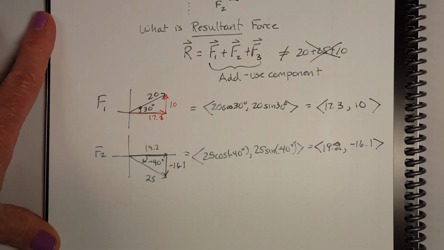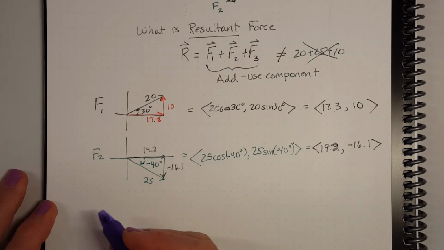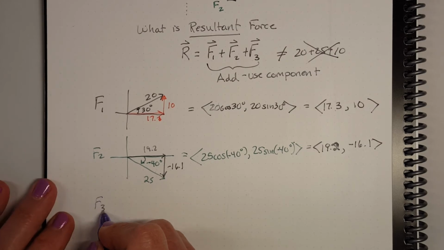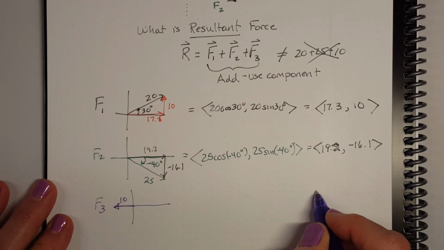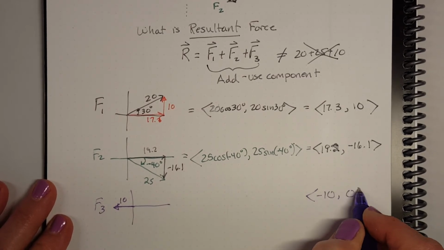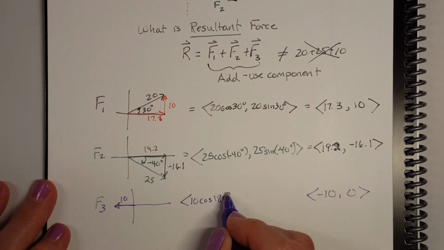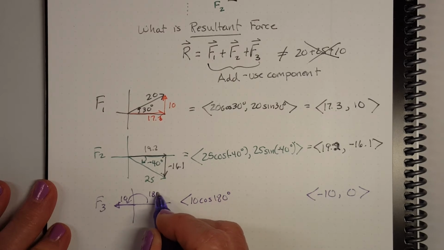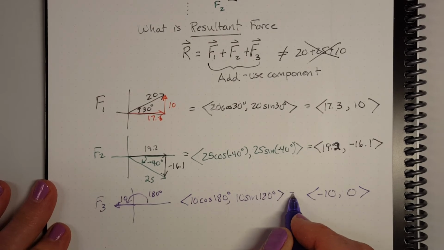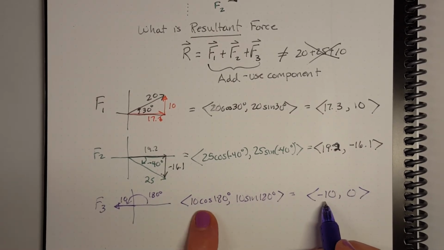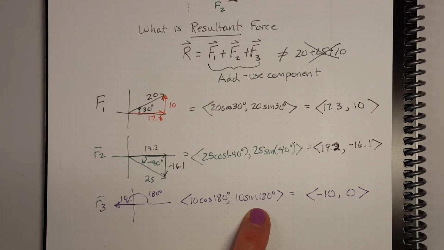Okay, now we're going to do F3. Well, F3, you could do sine and cosine, but let's just draw F3 and realize we don't have to do that. So F3 is this way, 10, and so we know the component form is negative 10 comma 0, right? You could do 10 times the cosine of 180, because our standard angle is 180 degrees, and 10 times the sine of 180, right? But we know that the cosine of 180 is negative 1, so this would be 10 times negative 1, and the sine of 180 is 0, so that component would be 0.